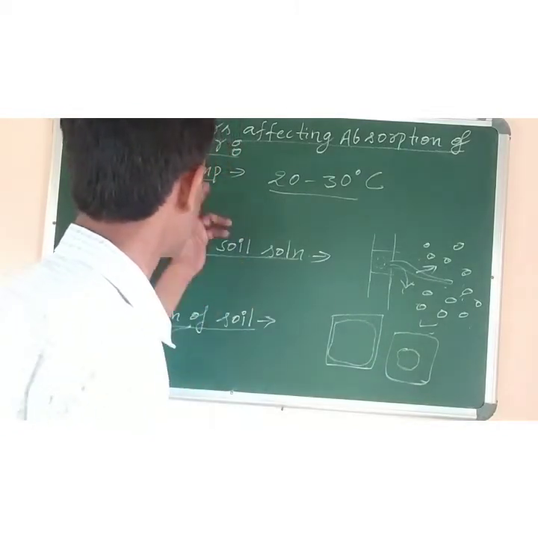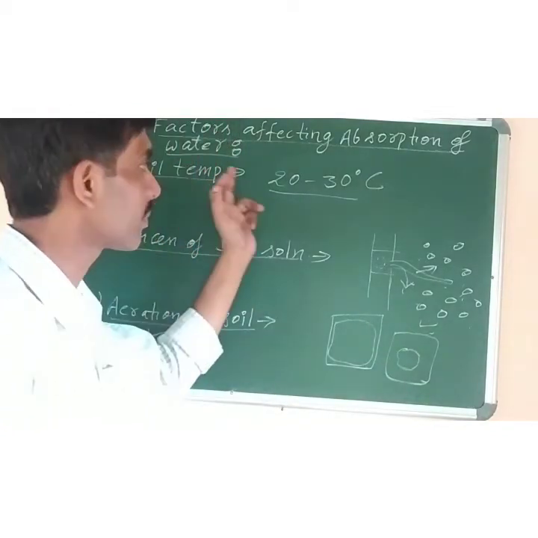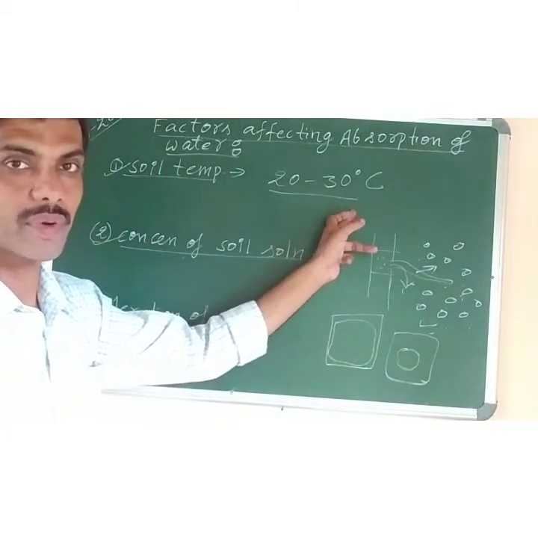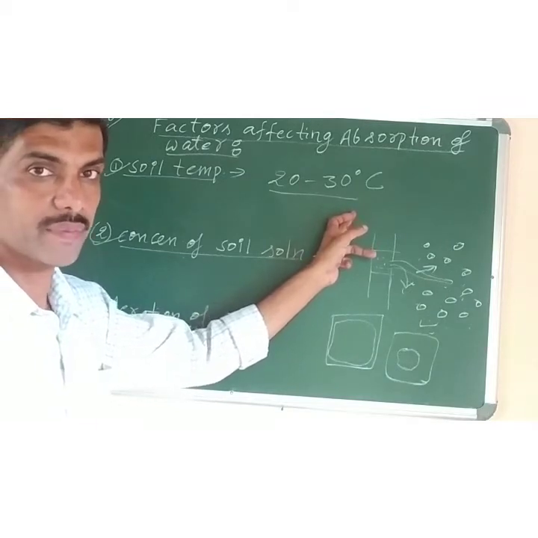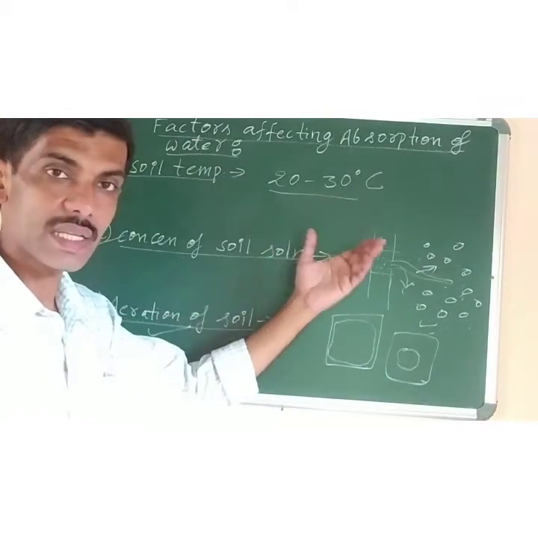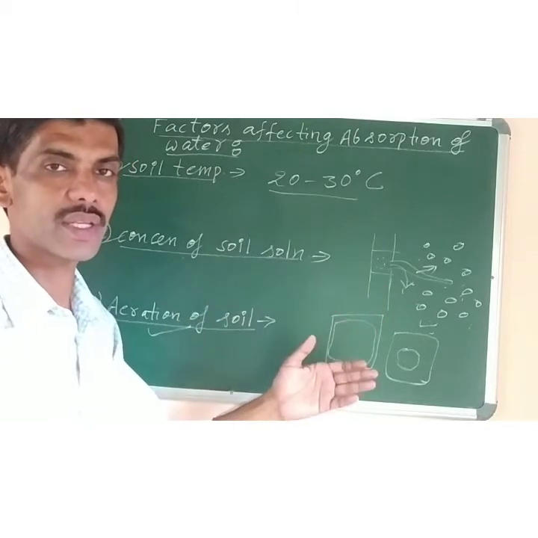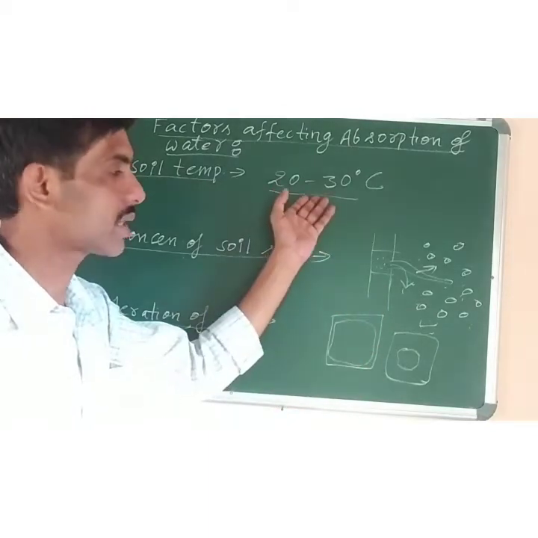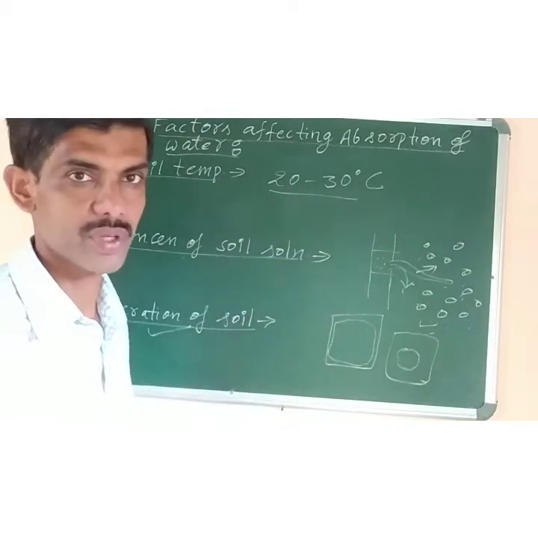Got it? So these are the three points. Soil temperature, 20 to 30 degrees is the optimum temperature for the absorption of water. If the temperature increases or decreases, it can affect the rate of absorption of water.